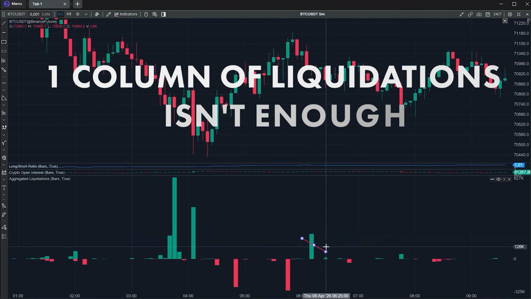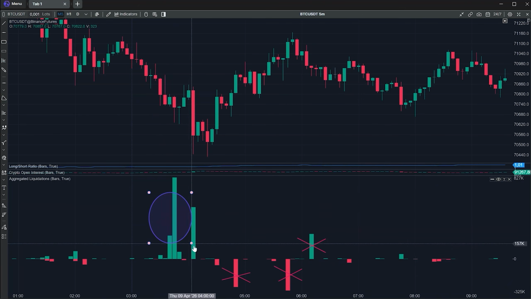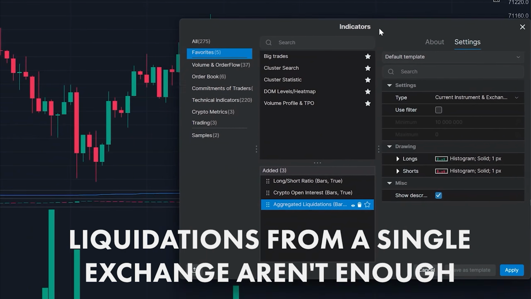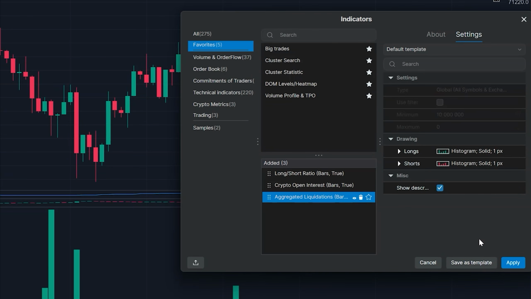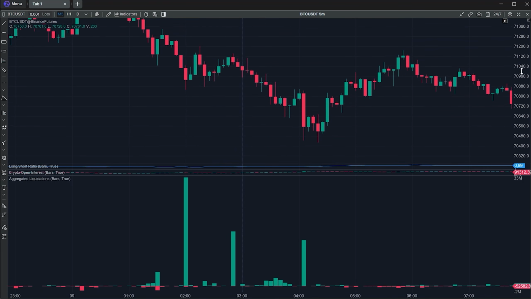A single column of liquidations isn't enough. A single bar is just noise. A signal is a series of moves in one direction, plus coordinated movement in OI and the long-short ratio. Looking at liquidations from a single exchange isn't enough. It doesn't show the whole market. For assets like Bitcoin, it's better to use the all exchanges mode.